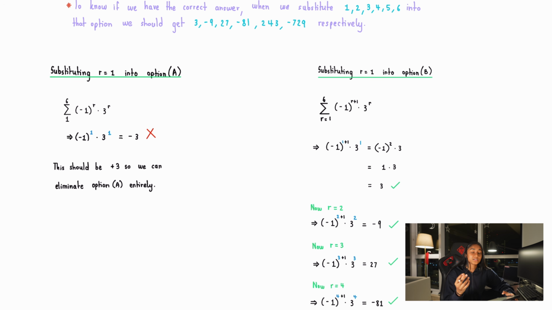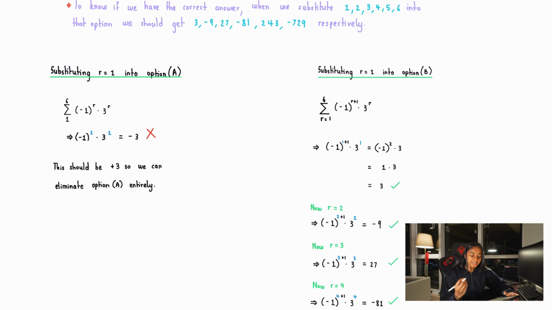If we substitute r is equal to 1 into A, and the first value that we get is incorrect, we immediately eliminate that option. So as you can see, we get minus 3. Our first term in our series is 3, okay? The reason we eliminate it is because they are not equal to each other. So eliminate A entirely. We go on to B.